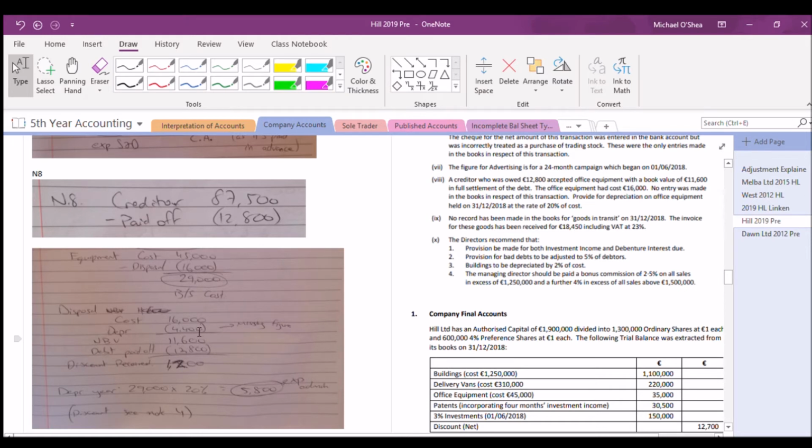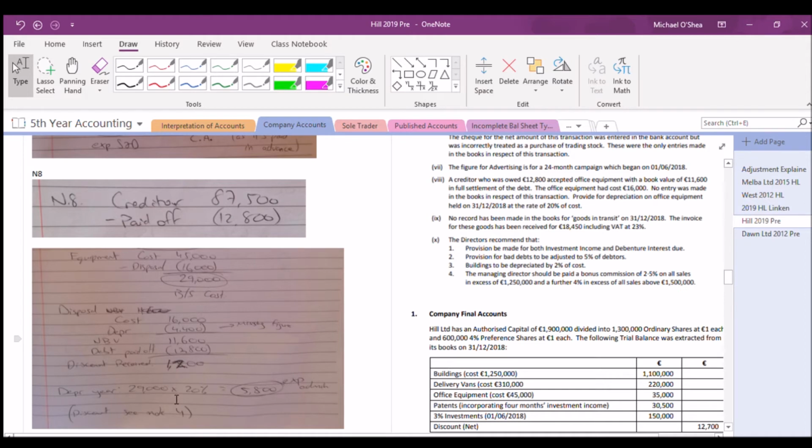Therefore, there was a 4,400 euro drop off in value. That is the missing figure. It's depreciation on office equipment. Okay, so it cost 11,600. We paid off a debt of 12,800. The 1,200 here isn't going to be seen as a loss. In fact, it's going to be seen as discount that we received. So we'll deal with that in the discount account. We don't need to deal with that figure here.